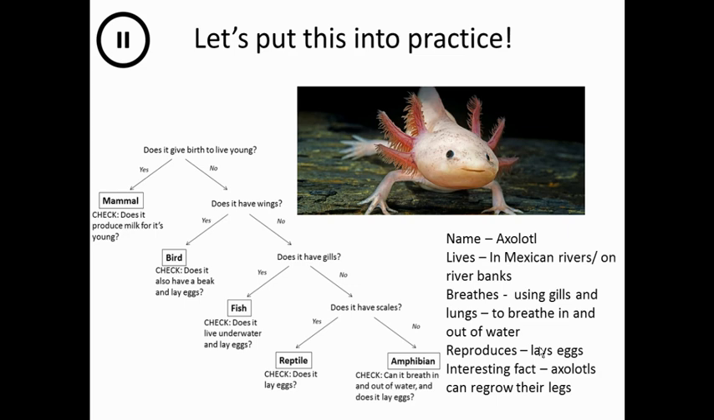So we'll try another one. This is an axolotl. You can actually have them as pets. My sister used to have one. It lives in Mexican rivers or on the river banks themselves. It breathes using gills and lungs, so it can either live underwater or it can live on the riverbank. It uses gills when it's under the water. When it's on the banks, it uses its lungs. It reproduces by laying eggs. And an interesting fact about axolotls is that if they lose a limb, they can actually regrow them. So what I want you to do is pause the slide now.